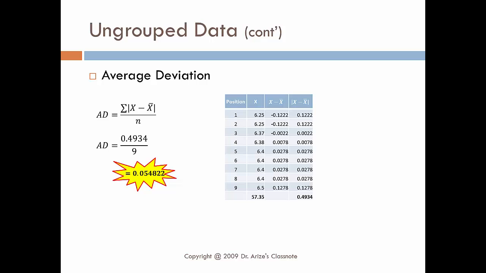After we get that, now notice the denominator. The denominator is n. It's not n minus 1, it's n. So we divide it by n, and we get 0.000222. That's another measure of variability. But as I mentioned earlier, such average deviation is not as good as the variance, because average deviation changes the character of the data. The character of the data is changed.